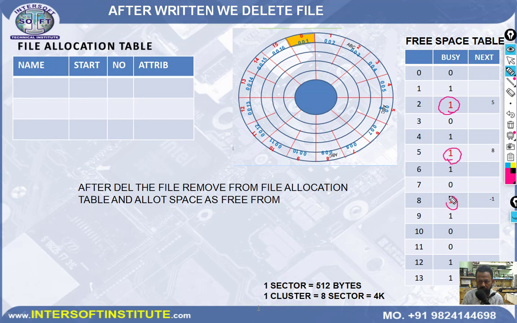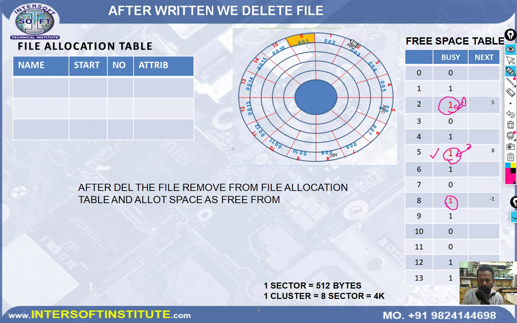Before that it is 0. Now it has free space. It allowed the use of ABC files as a 0. Before that it is 0. Now it has make 1. So that when I write any data, it can occupy this space also.